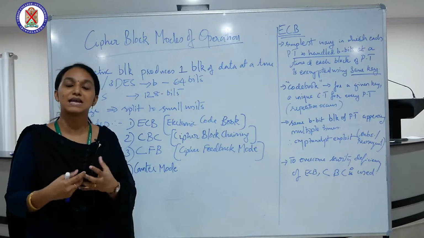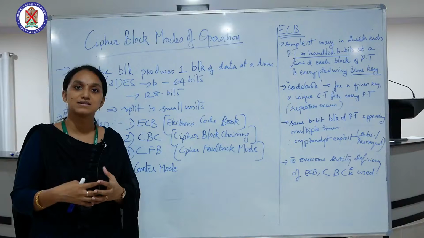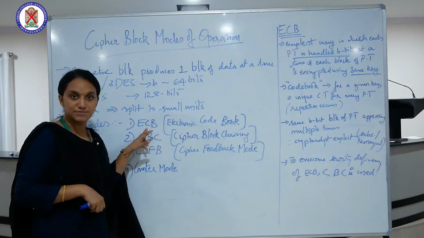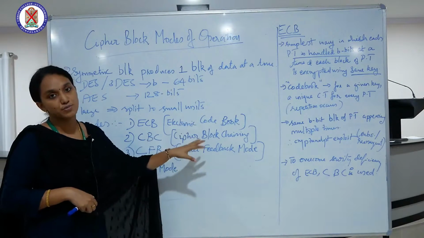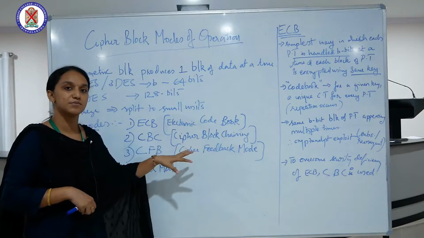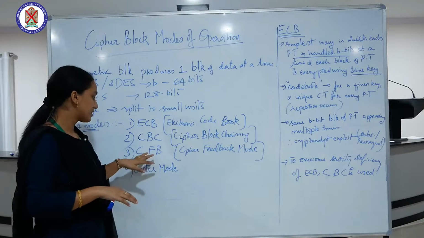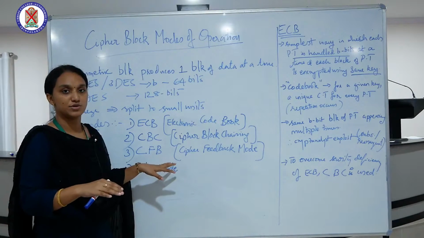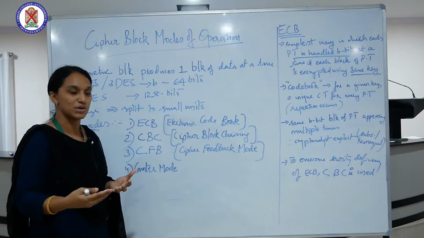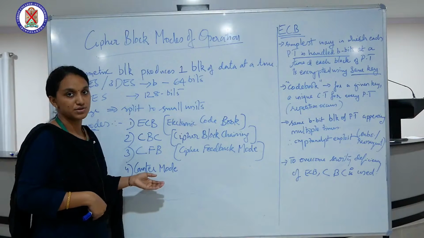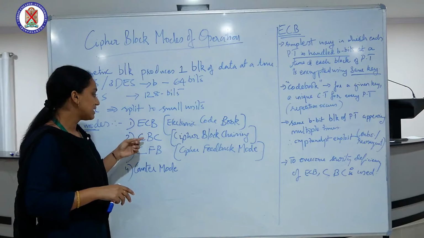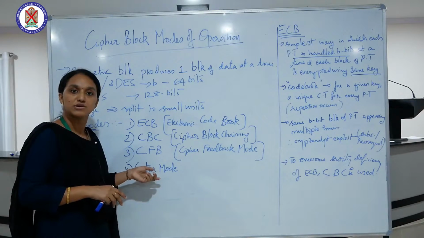So this processing can be done in various techniques. Now let's discuss the 4 main modes of operation. The first one is ECB, electronic code book mode. Second one, CBC, that is cipher block chaining mode. Here a chaining process will be done. Third one is cipher feedback mode, where some sort of feedback is taken from each block towards the next succeeding ones. And the fourth one is counter mode. So the 4 modes of operation are ECB, CBC, CFB and counter mode.